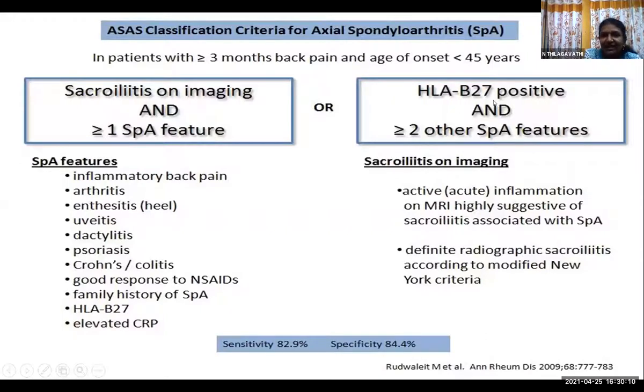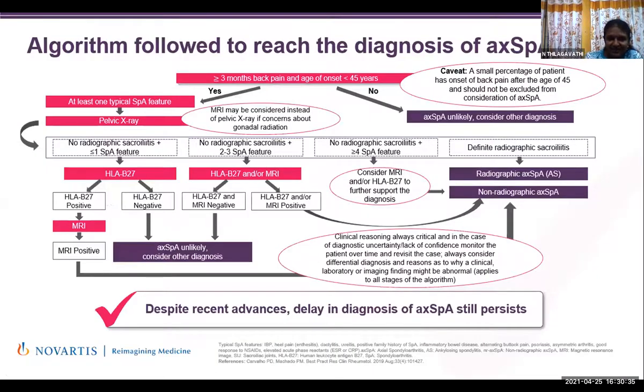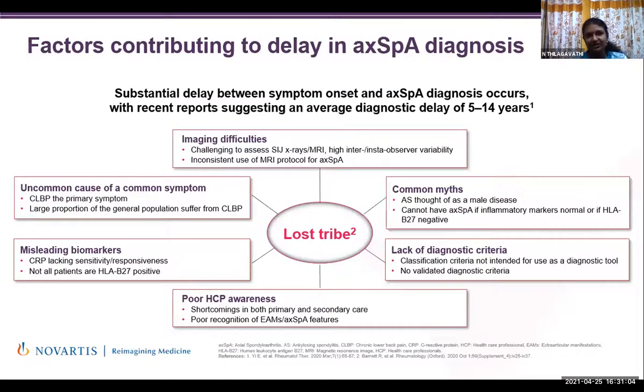The other is the clinical arm, where HLA-B27 positivity will be there with two of the spondyloarthritis features. When a patient less than 45 years old with more than 3 months of back pain presents with HLA-B27 positivity and any two of these features, we should suspect a non-radiographic axial spondyloarthritis. So this is what I've already told. This is just a complicated picture of the algorithm of what I've already told. So any patient less than 45 years with more than 3 months of back pain with MRI suggesting sacroiliitis, that is bone marrow edema, or HLA-B27 positivity with any of these spondyloarthritis features, we should classify them as having a non-radiographic axial spondyloarthritis.